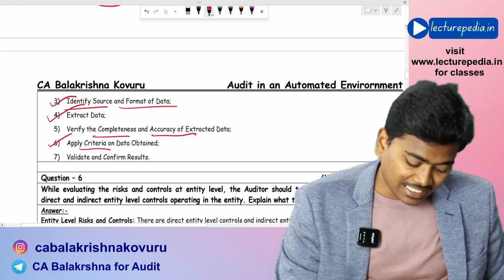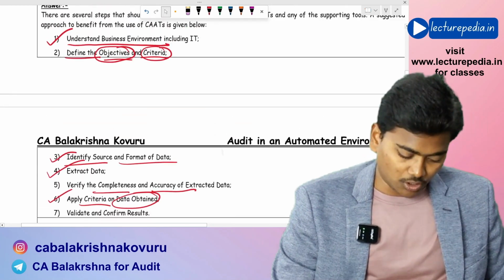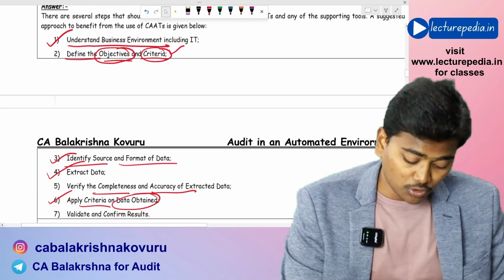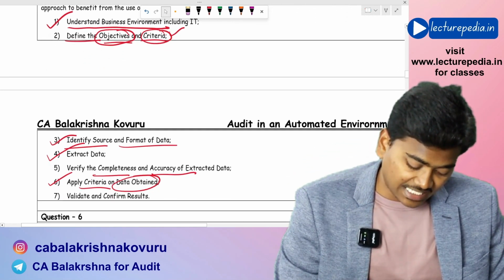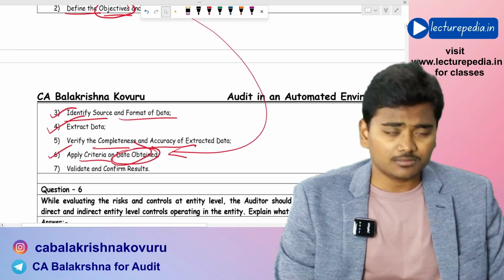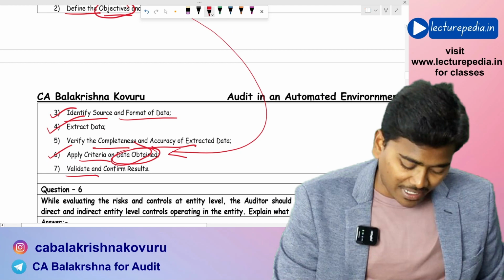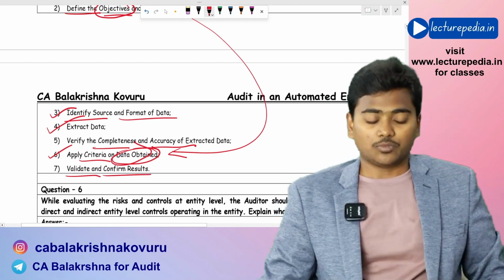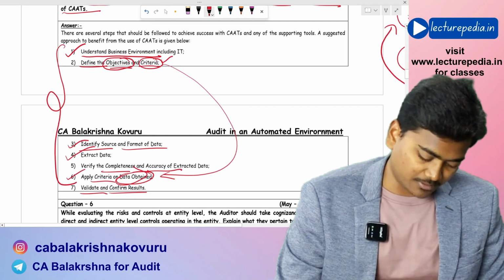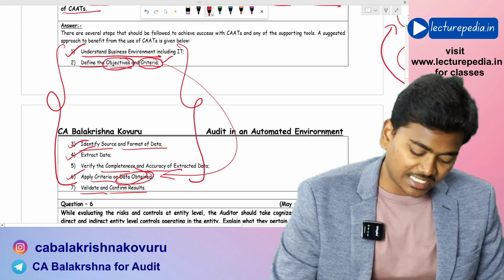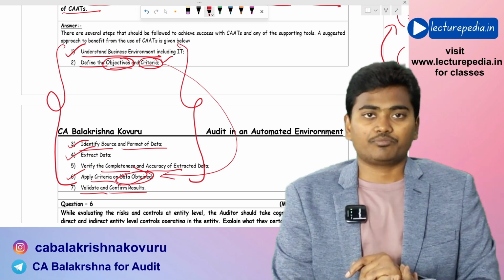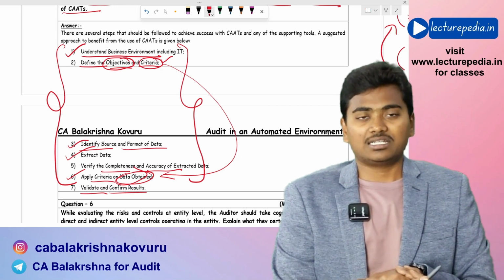Next, apply the criteria on the data obtained. Here, at the second stage, you have determined the criteria. You have to check whether the data is as per that criteria or not. And if you find any variations, validate and confirm the results. By following these standard steps, you can get maximum benefit from the use of CATs, computer assisted audit techniques.